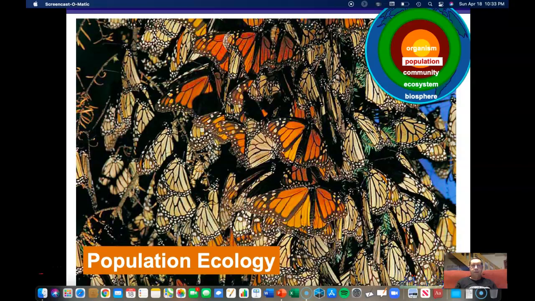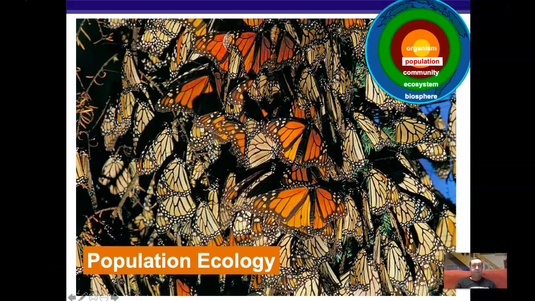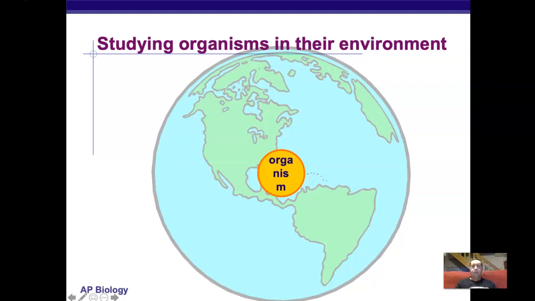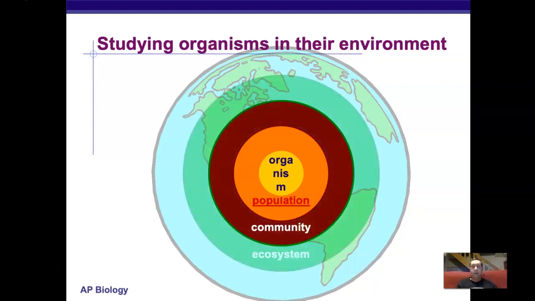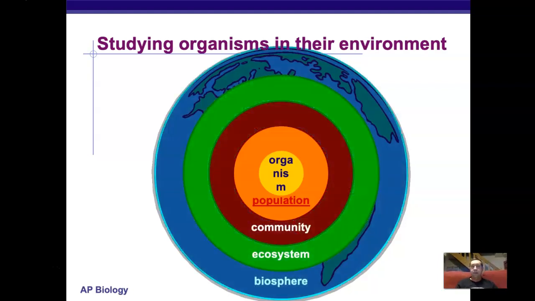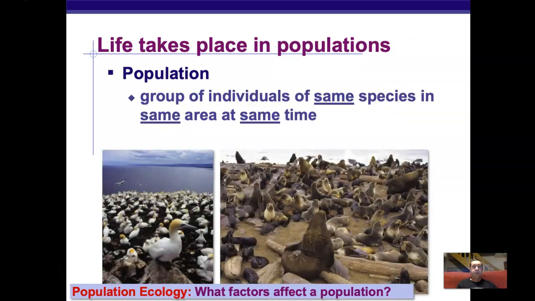All right, guys, in this video, we're going to look at population ecology. So if we think of biology as a field where we can start small and work big, start with the organisms, and then we hit populations, and then later we're going to talk about community ecology, ecosystems, and the biosphere as well. So life takes place in populations. Remember, a population is a group of individuals of the same species in the same area at the same time.